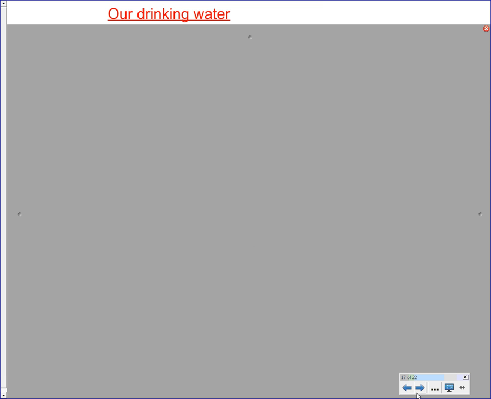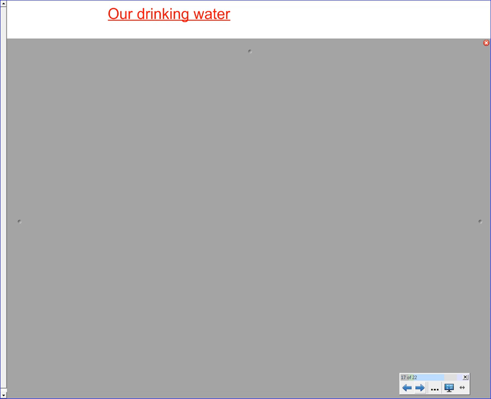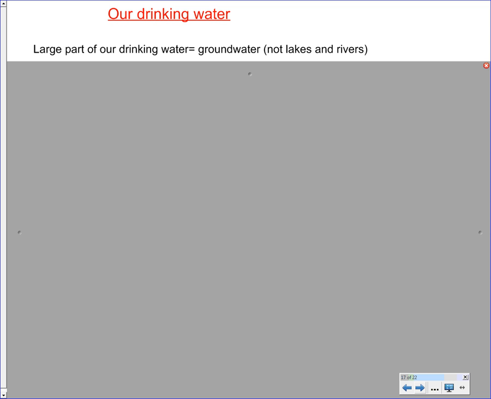All right, our drinking water, since we're on the subject. Oh, let me put my water bottle first. A large part of our drinking water is from groundwater. 96% of our drinking water is from groundwater, not from lakes and rivers.